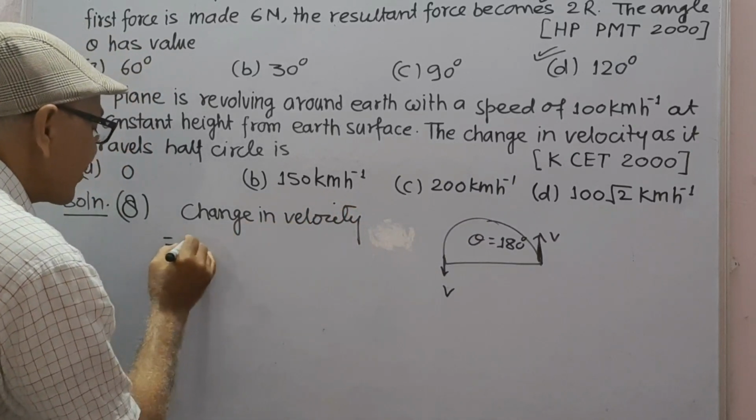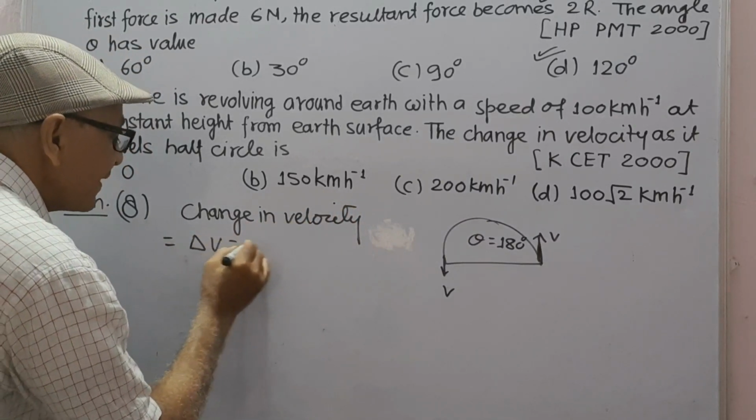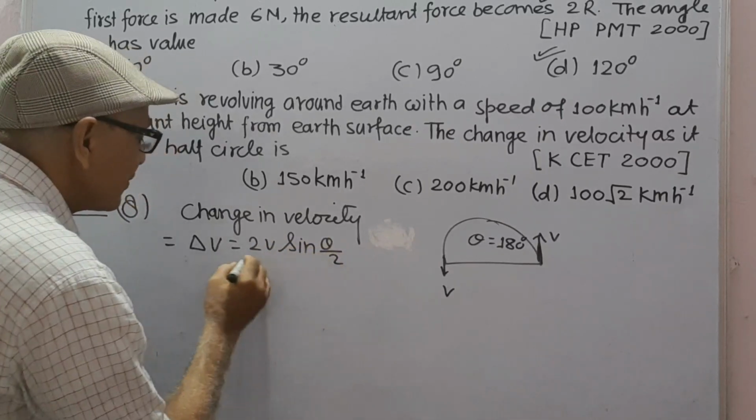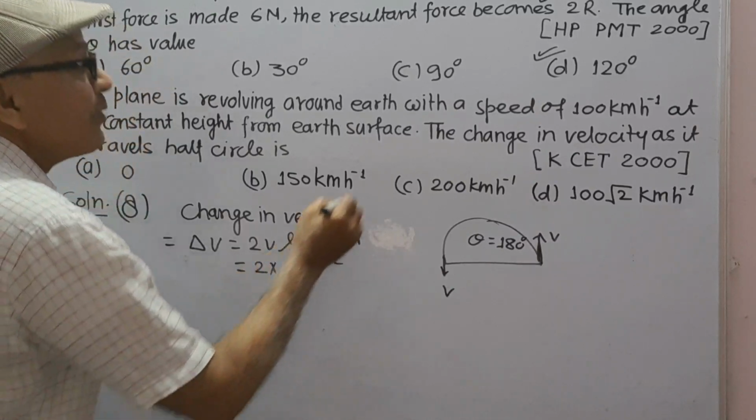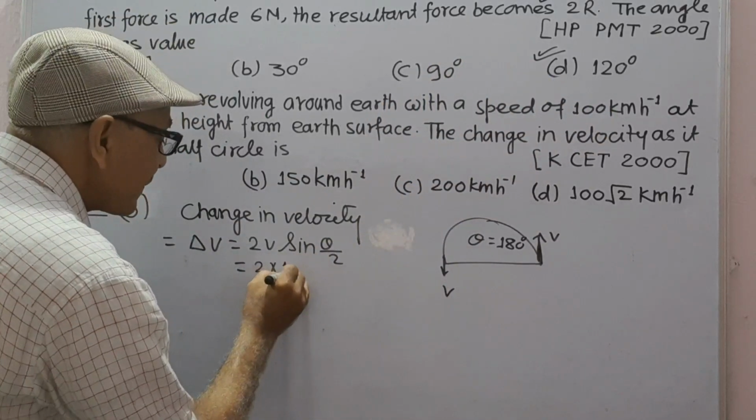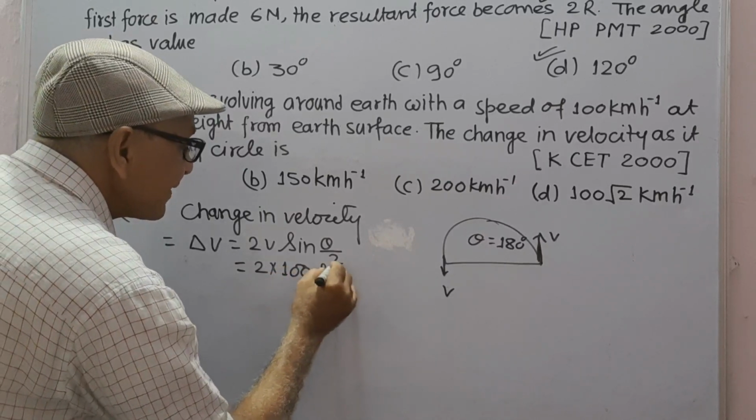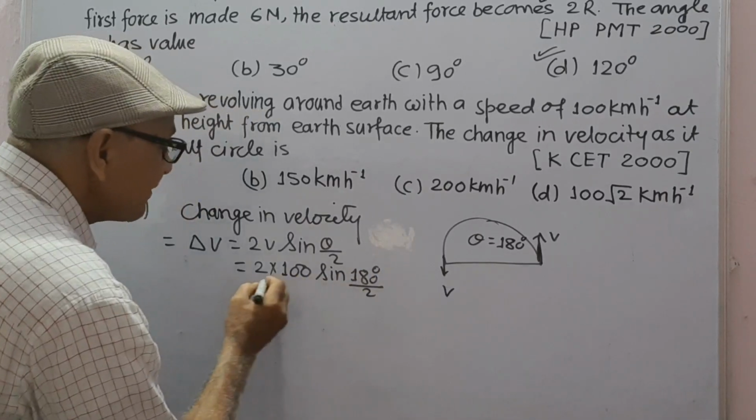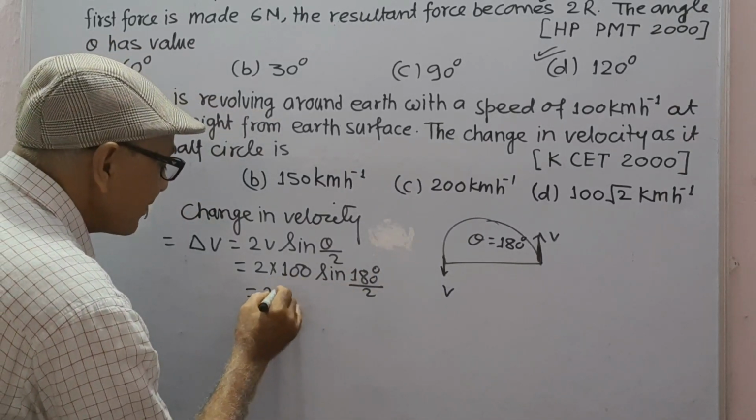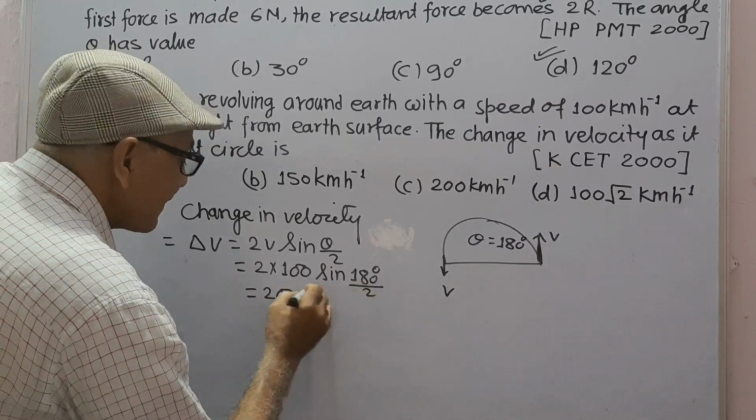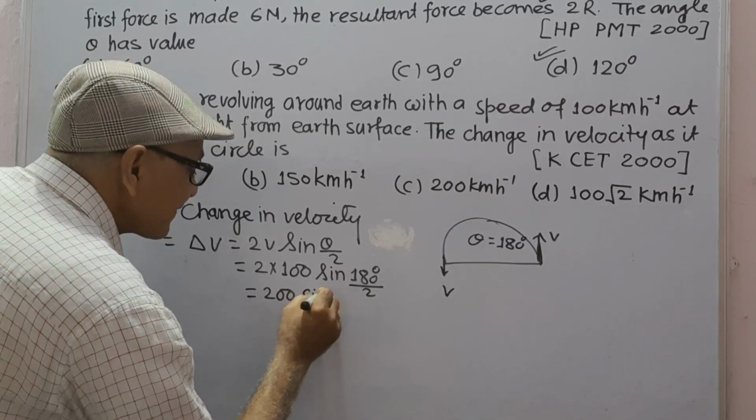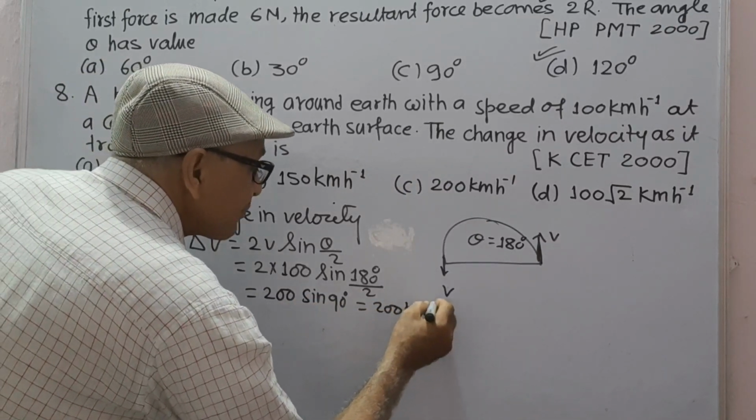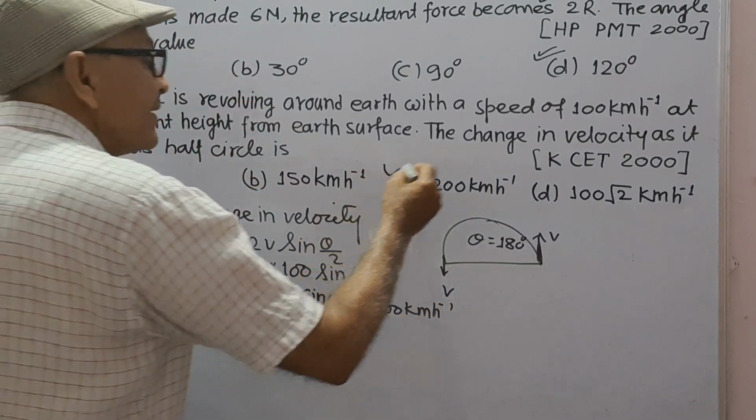Therefore, change in velocity will be equal to delta v is equal to 2v sin theta by 2, means 2 into v is 100 sin 180 by 2 means sin 90. So 200 sin 90, that is 200 kilometer per hour. So the correct option will be C.